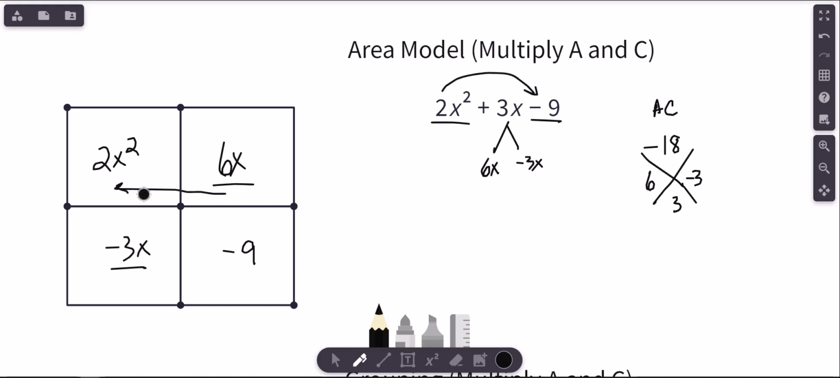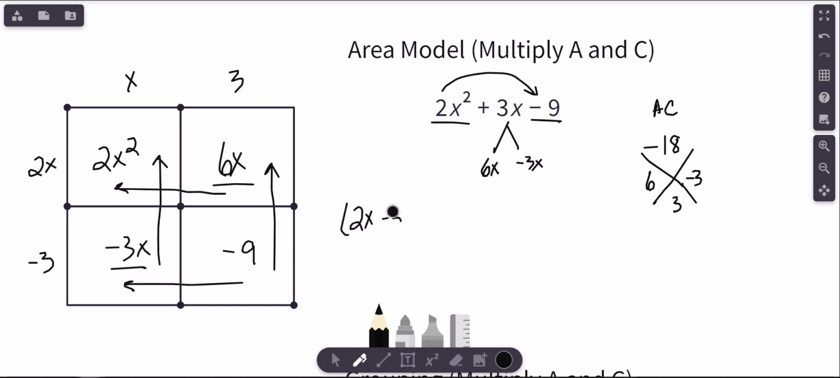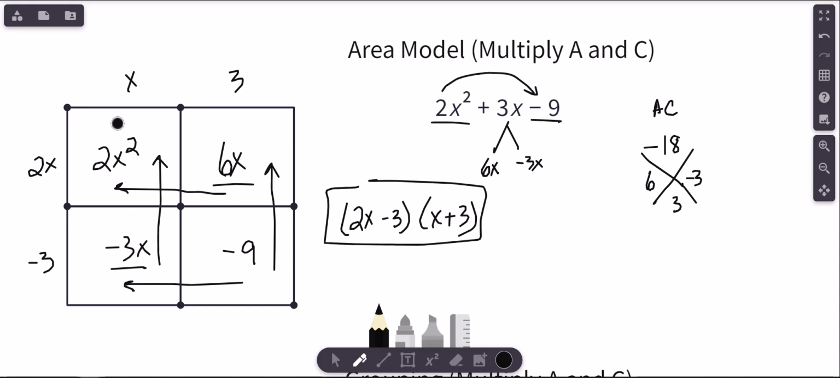So our GCF for 2x squared and 6x would be 2x. Our GCF for negative 3x and negative 9 would be negative 3. Our GCF for 2x squared and negative 3x would be x. And then our GCF for 6x and negative 9 would be 3. And so again, here we end up with 2x minus 3 and x plus 3. So same factors that we had before, but there's no having to guess and check or redo any work.